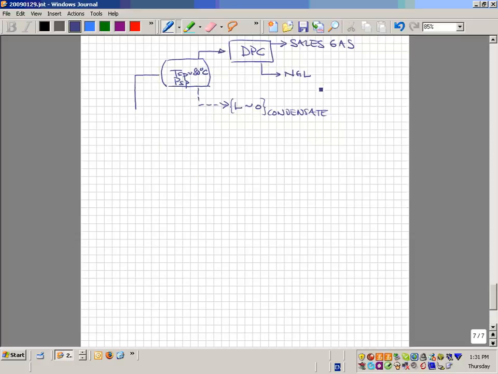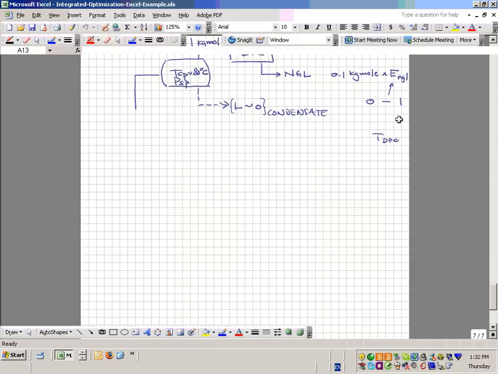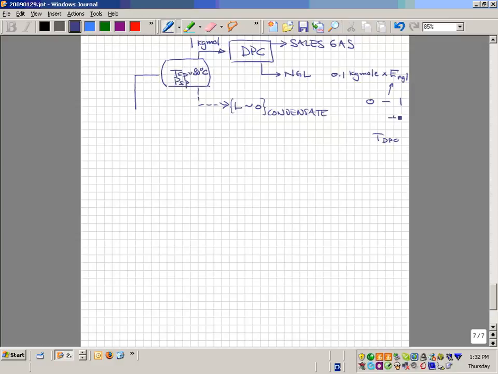Now, if we have 1 kilogram mole coming in, the maximum coming out here is 0.1 kilogram mole. Then that's going to be multiplied by some kind of efficiency factor for the NGL. The efficiency factor goes from 0 to 1, and it will be equal to 1 at a dew point controller temperature of minus 40. If we run the DPC unit at minus 40, we'll get all of that out. And if we run it at 8 degrees C, we get none of it out.